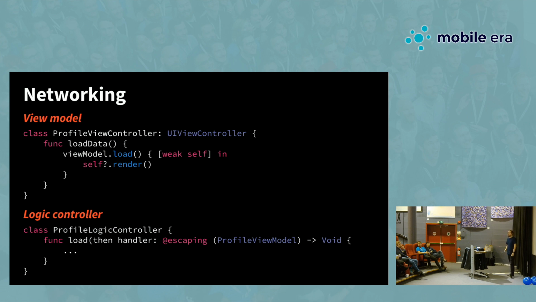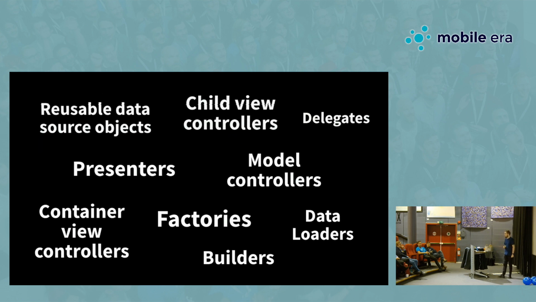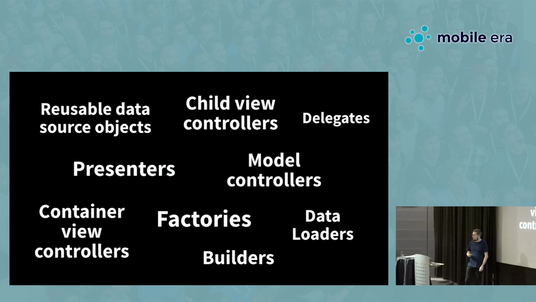So there are so many different ways that we can actually move things from view controllers out into other objects. We can use things like child view controllers to compose multiple view controllers together. We could separate our data source objects for UI table view and UI collection view into separate objects as well. We can use the presentation pattern or the factory pattern. There are so many things that we can do.